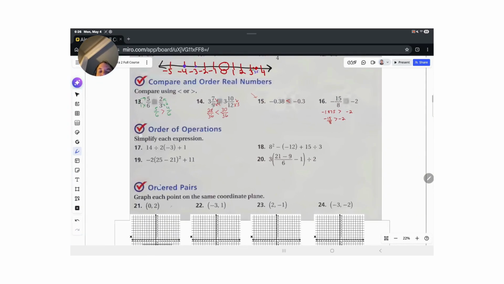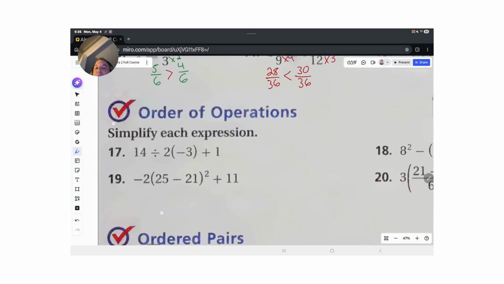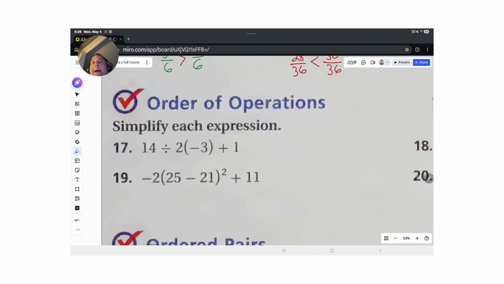All right, let's go to our next section here, 17 through 20. We're practicing with order of operations. You may remember PEMDAS, or please excuse my dear Aunt Sally. That's where we're headed here with our order of operations. So we'll take a look here at 17. 14 divided by 2 times negative 3 plus 1.